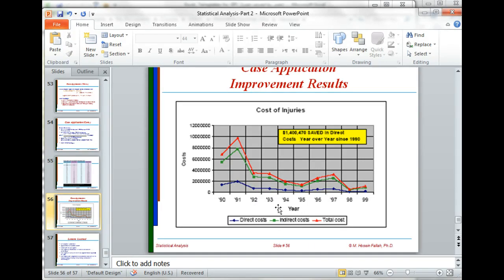The green line is the indirect costs. That's the salary that person gets paid even though not at work. So these are the indirect costs that the company incurs, but we're not getting any revenue for that. And the total was the red. When they started working on the program, from here, which was almost $10 million at one point, it came down all the way to somewhere around $1 million, a factor of 10 improvement over a number of years.